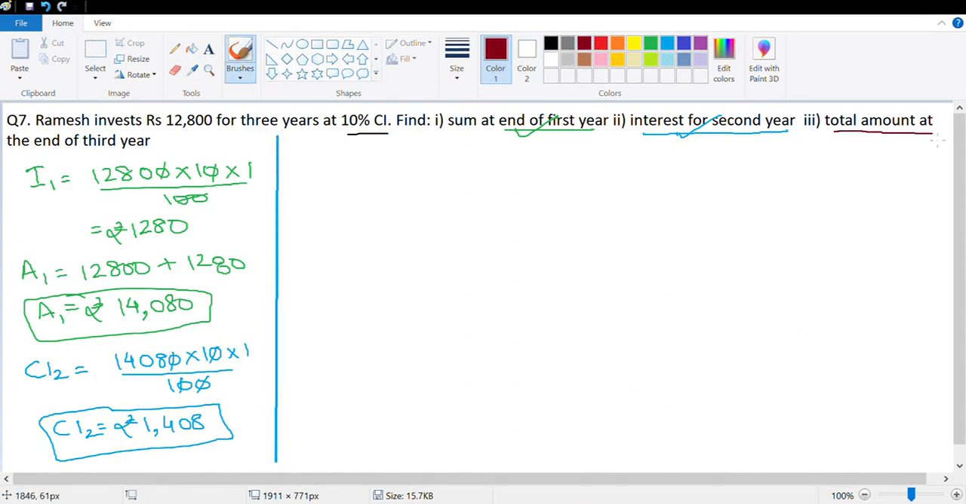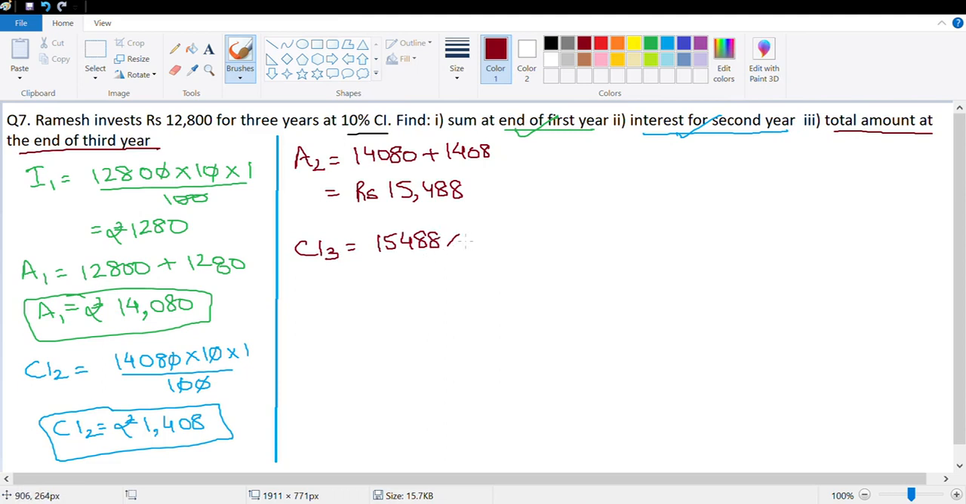Third part of the question says total amount at the end of third year. So amount for second year would be equal to 14,080 plus 1,408. That's 15,488. Compound interest for third year will be 15,488 into 10 into 1 upon 100, and that would be equal to rupees 1,548.80. They don't want the compound interest, they want us to calculate the amount.